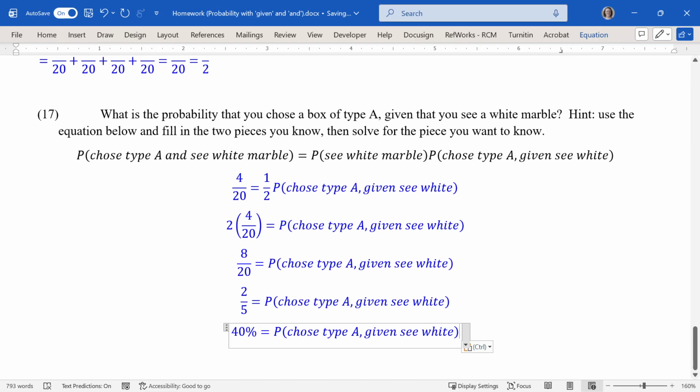If I take a random box, shake it up, and look at one marble and I see white, there's a 40% probability that I have the type A box. Even though I know there's 25% of that type of box, seeing the white marble one time is enough evidence to increase that likelihood to 40%. So this is pretty interesting.